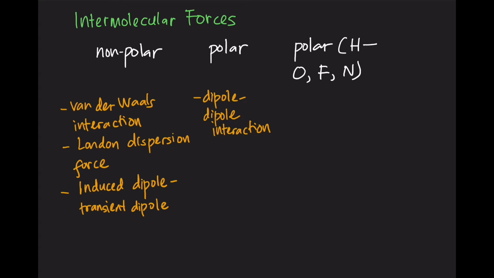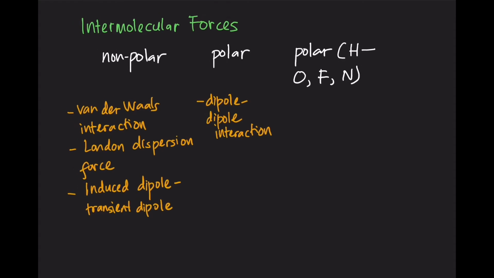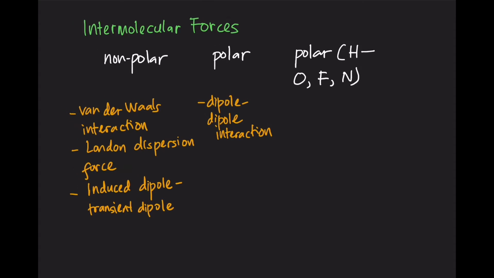For polar compounds, apart from these interactions, we also have what we call dipole-dipole interaction. So if we have HCl, we know that the H will be partial positive and Cl will be partial negative. So between Cl and the other H, there will be a Coulombic interaction, and this is what we call the dipole-dipole interaction. And this will be stronger than the van der Waals interaction.